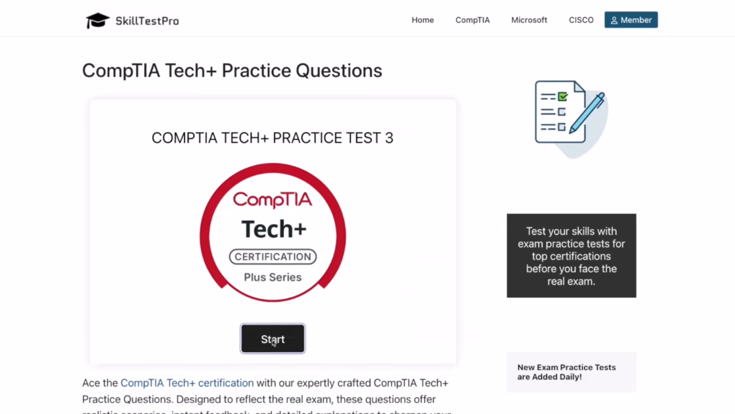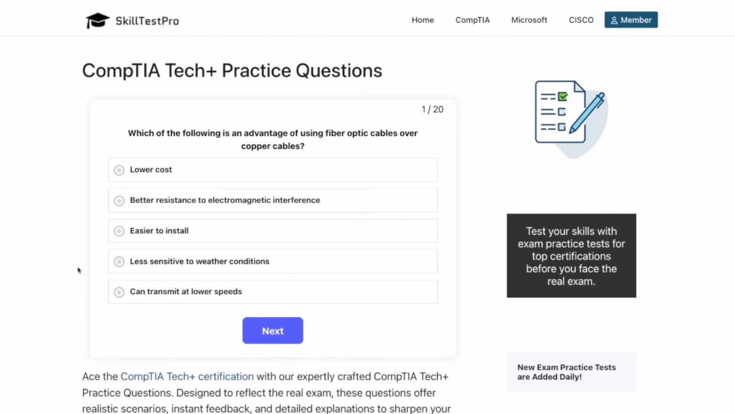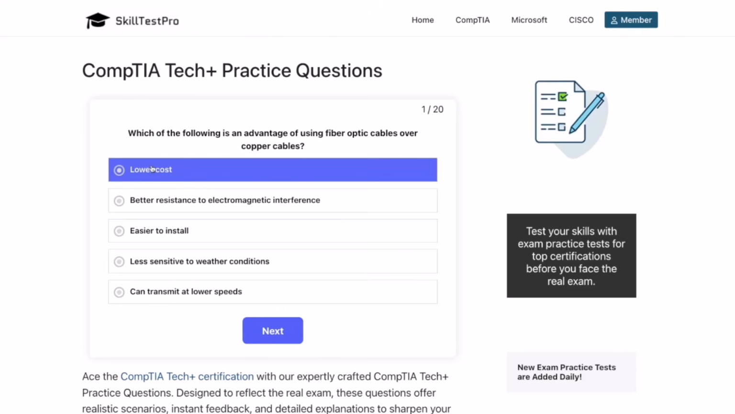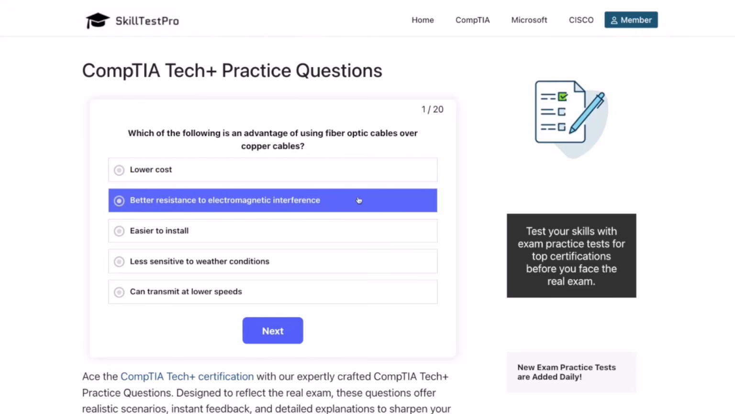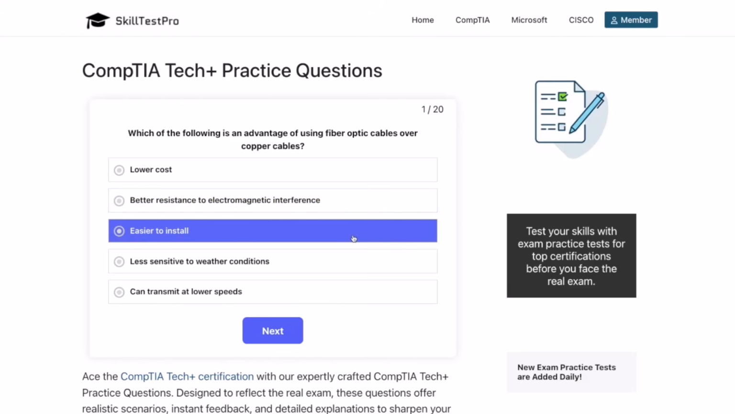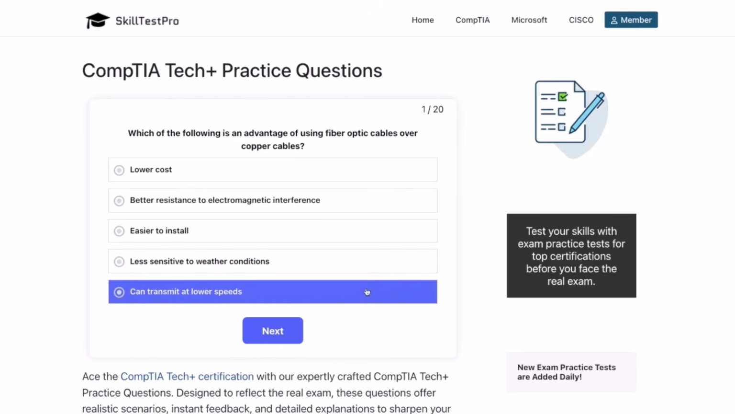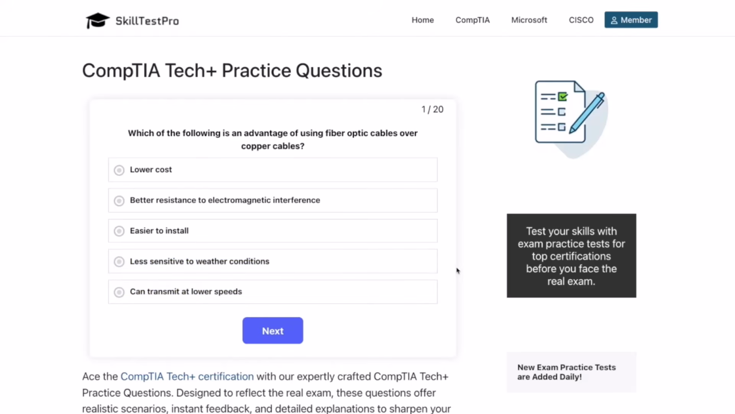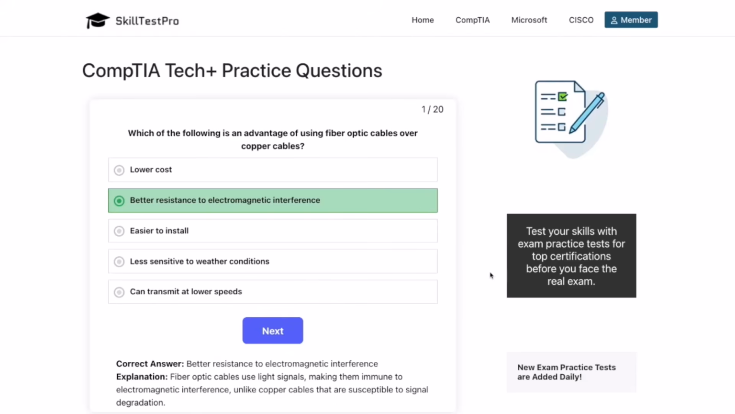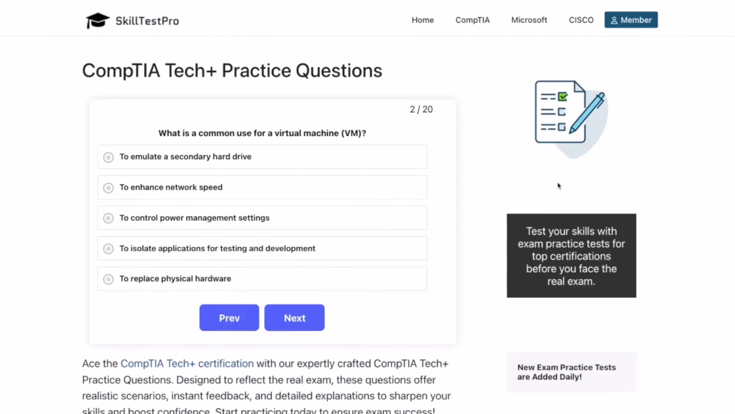First question. Which of the following is an advantage of using fiber optic cables over copper cables? Lower cost, better resistance to electromagnetic interference, easier to install, less sensitive to weather conditions, or can transmit at lower speeds? The correct answer is better resistance to electromagnetic interference. Fiber optic cables use light signals, making them immune to electromagnetic interference, unlike copper cables that are susceptible to signal degradation.